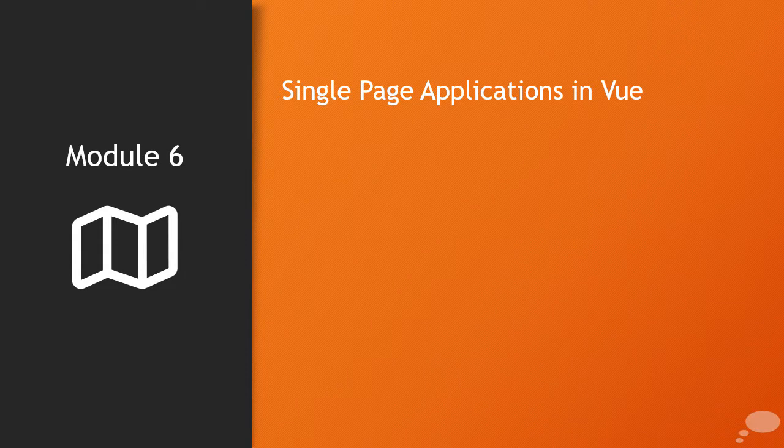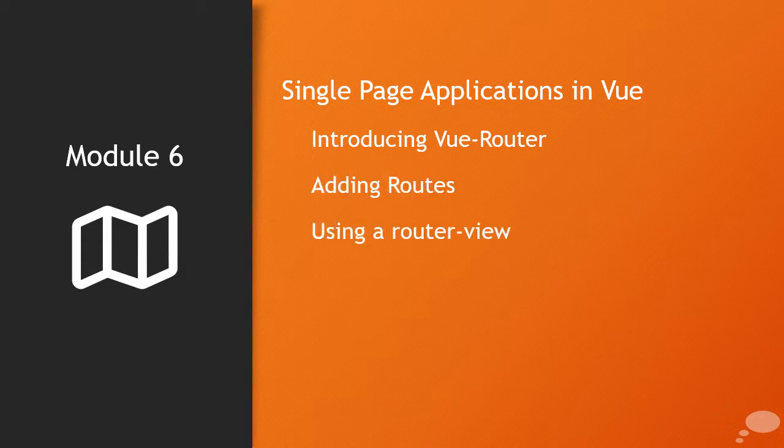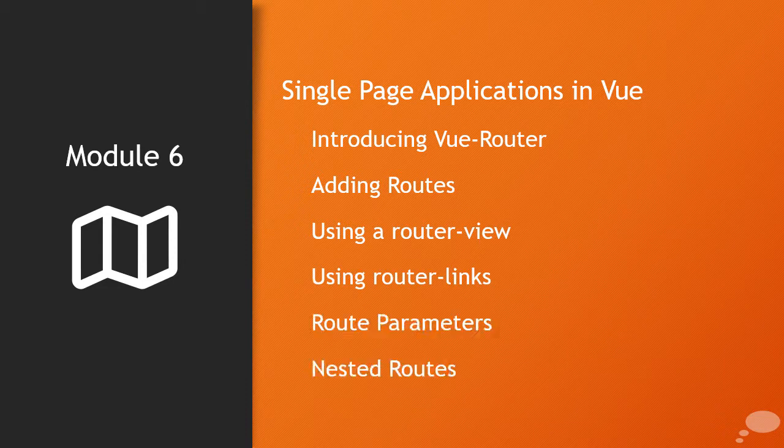In this module, we're going to be digging into making a single-page application out of our Vue project. I'm going to start by introducing you to the Vue router. We'll be adding some routes. I'll show you how to use the router view, router links, route parameters, and then nested routes. Let's get started.